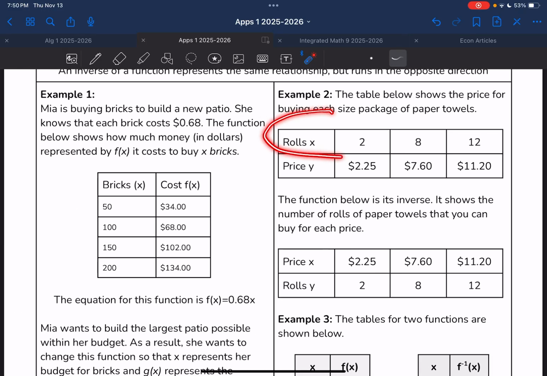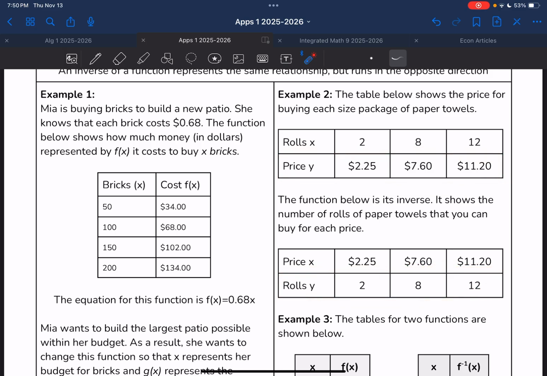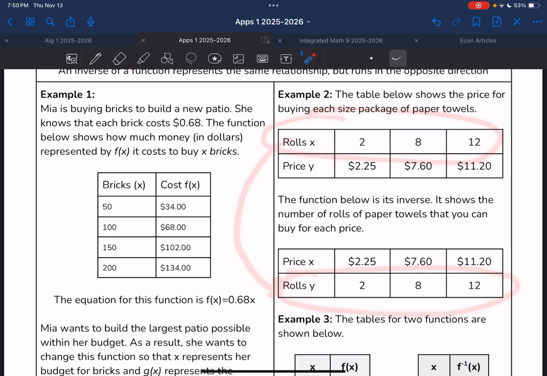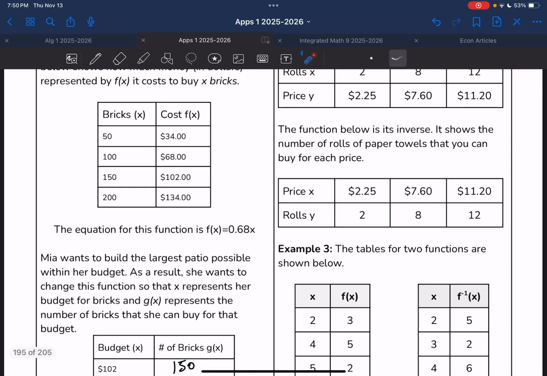Look at the x values here. Look at the x values here. Look at the y values here. Look at the y values here. You might notice that the x values from this function are the exact same as the y values from this function. And the y values from this function are the x values in this function, right? That's kind of what it means when we run the thing in the opposite way.